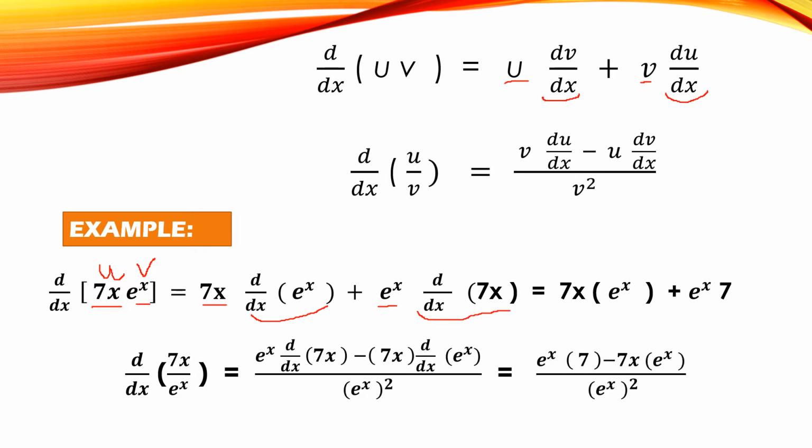Now the answer of this will be, 7x will be repeated here as it is. What is the derivative of e power x? The answer is e power x, plus this e power x as it is will come here, and the derivative of 7x will be 7. So your answer to this question will be 7x e power x plus e power x times 7.